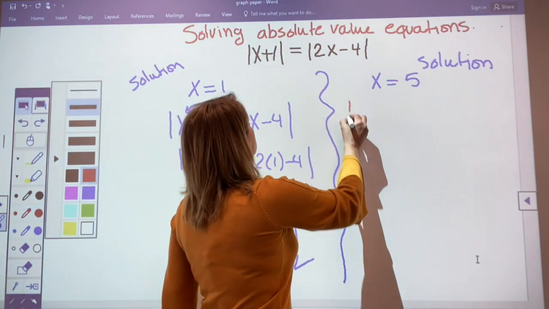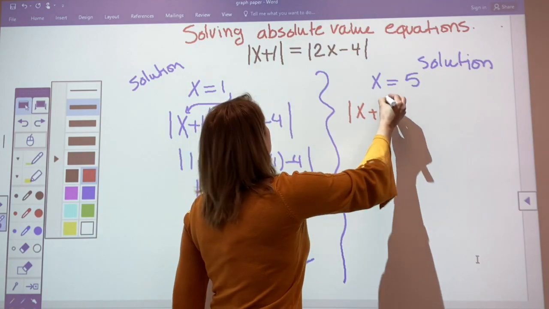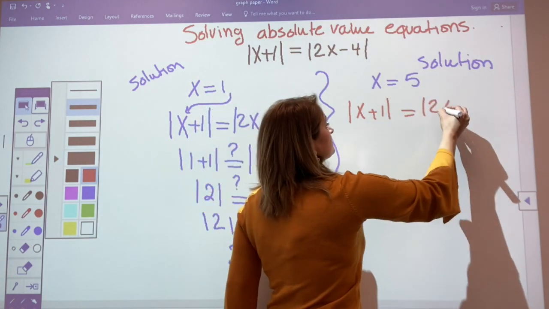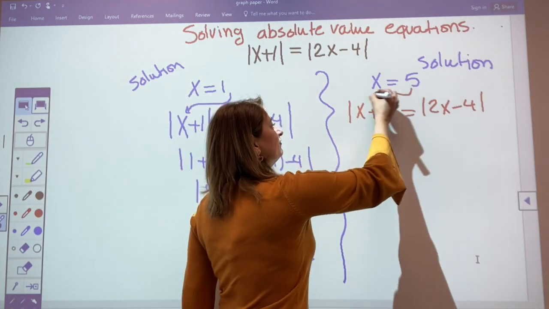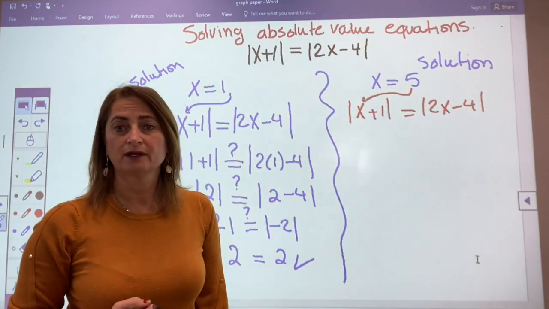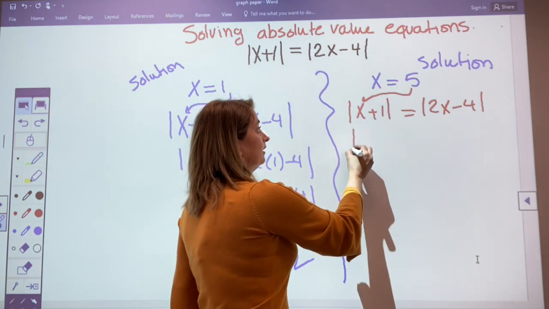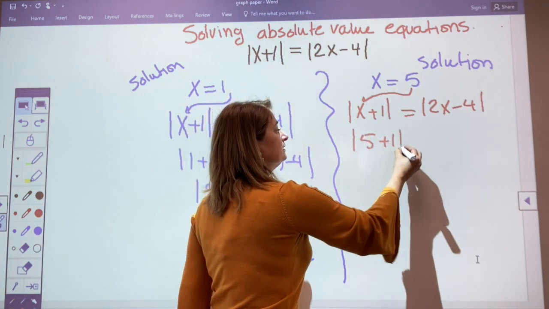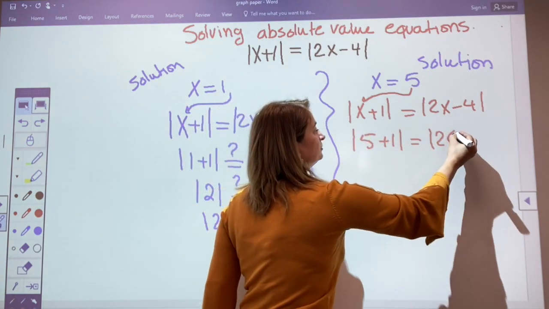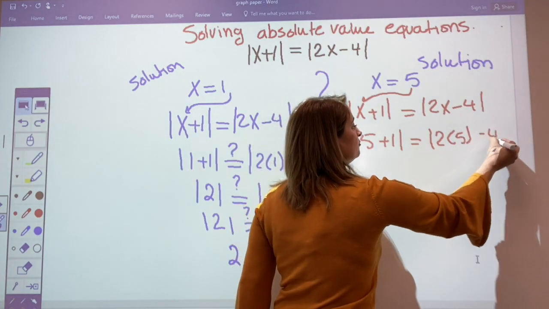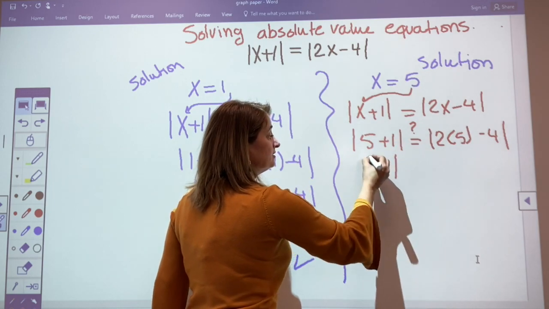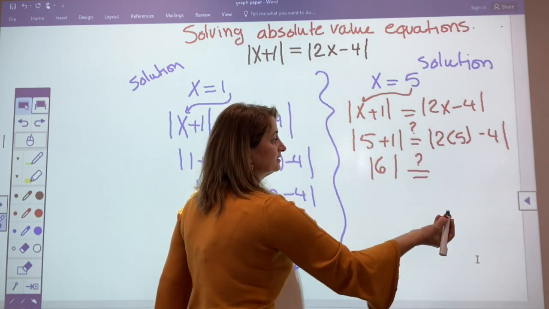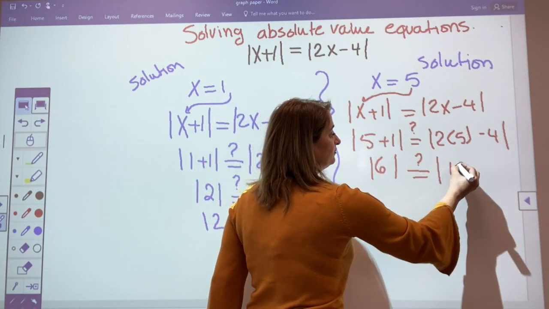Again, write the original equation, which is the absolute value of x plus 1 equals the absolute value of 2x minus 4. Now I need to substitute x with 5 into the equation. 5 plus 1, does it equal the absolute value of 2 times 5 minus 4? 5 plus 1 is 6. Again, you're checking. So does the absolute value of 6 equal the absolute value of 10 minus 4?